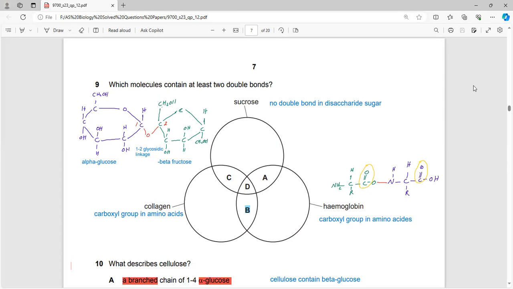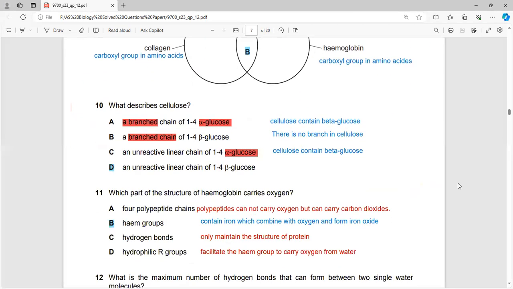While in hemoglobin and collagen, you can see in the structure there are amino acids. When two different amino acids are linked together by a peptide bond, in the amino acid you can see the carboxyl group is present, and this carboxyl group contains a double bond. So that's why option B, which is shared between hemoglobin and collagen, contains double bonds. So B is our correct option here.